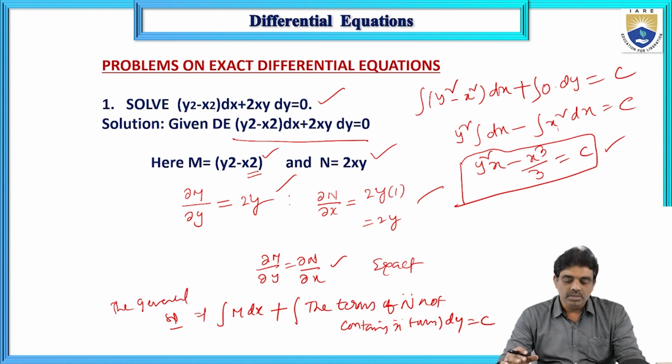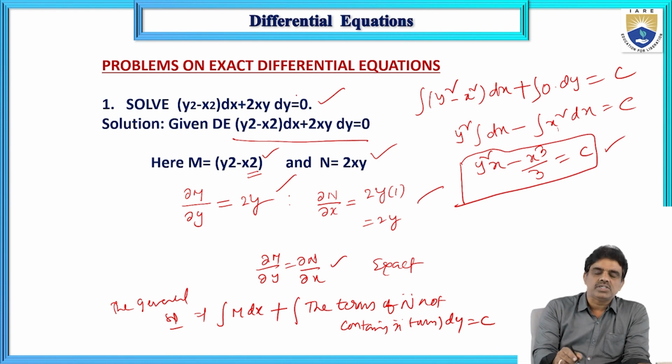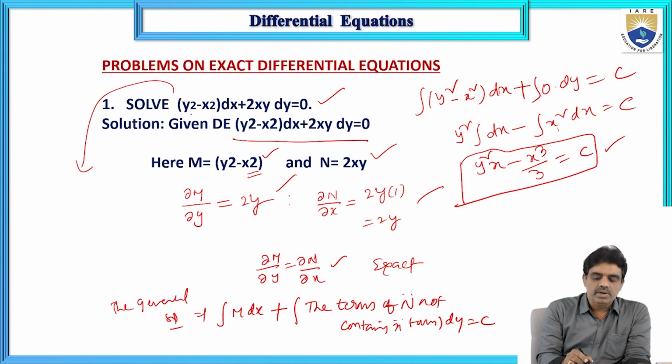It is a somewhat compact method. When you compare, this is a homogeneous equation also. This is a homogeneous equation also. This is of degree 2.